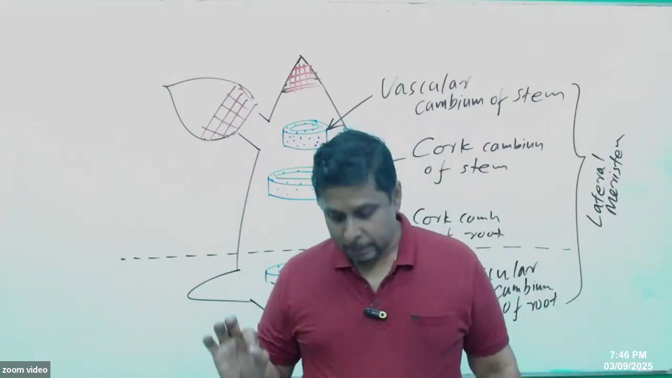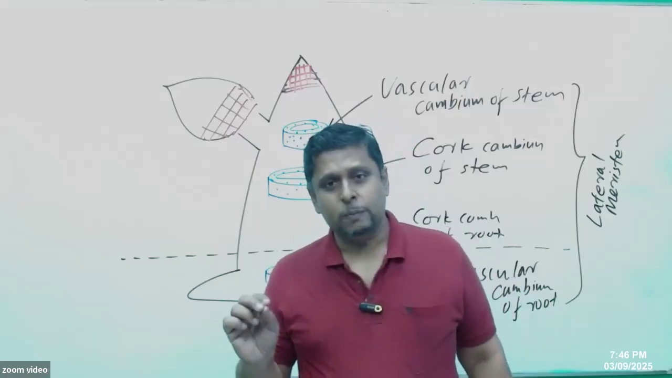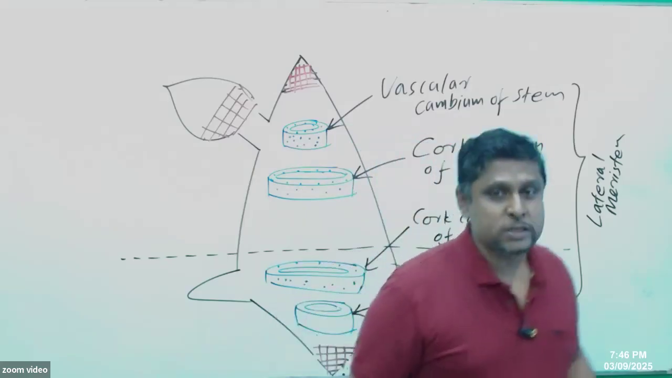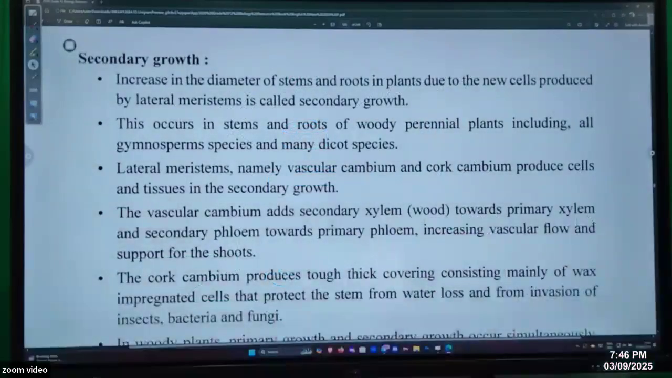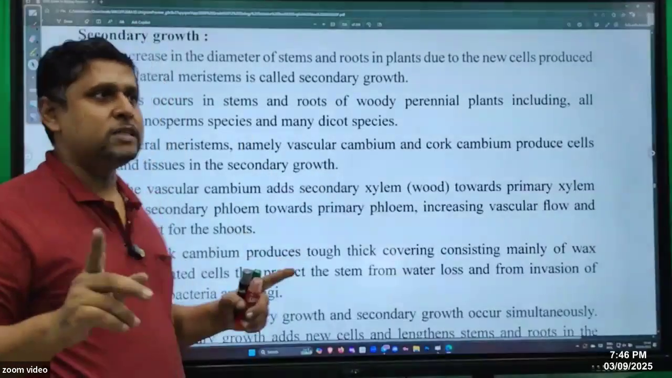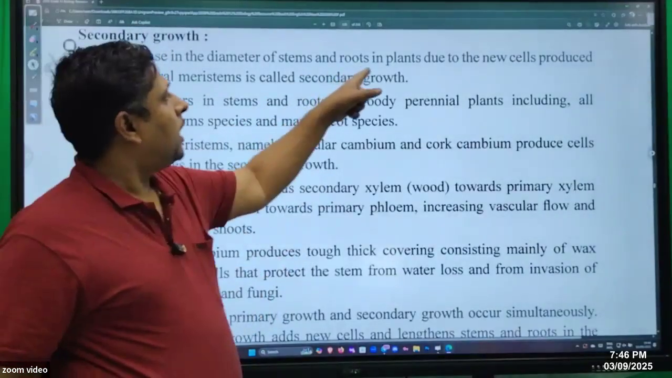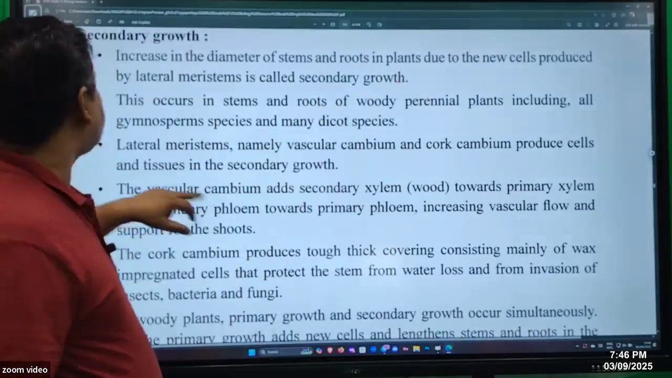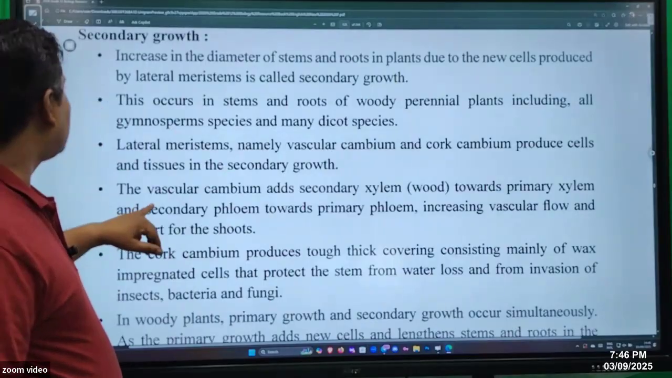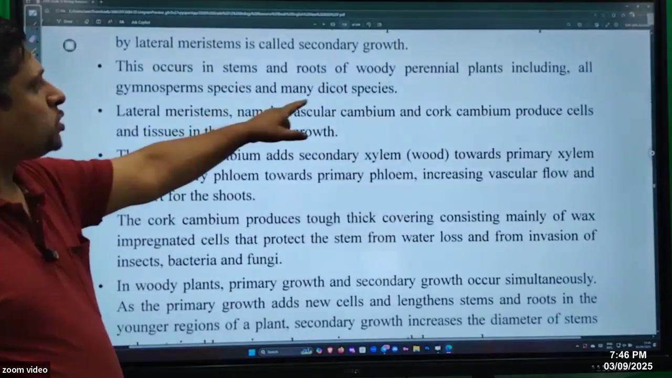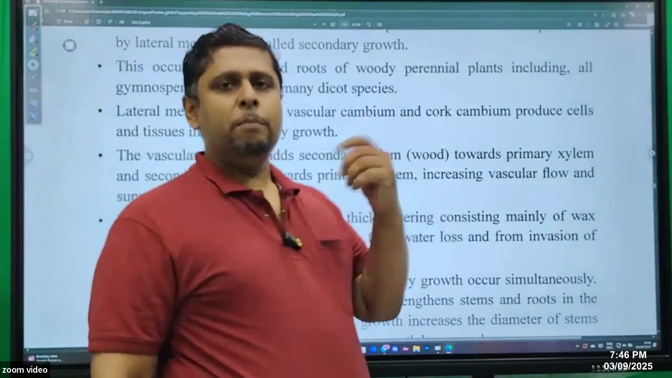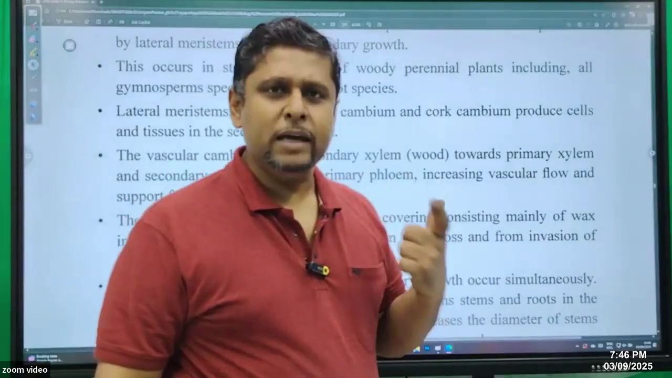Now, you learn, people, the secondary growth process is happening in all gymnosperms. The resource book says increasing in diameter of the stem and roots due to the new cells produced by lateral meristem is called a secondary growth, right? And this occurs in stems and roots of woody perennial plants. What do you call perennial? Plants growing many years, you call them perennial.